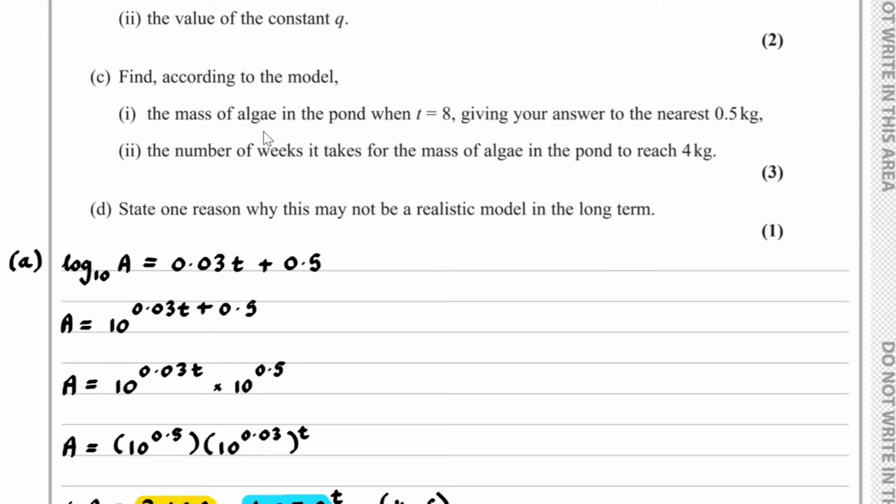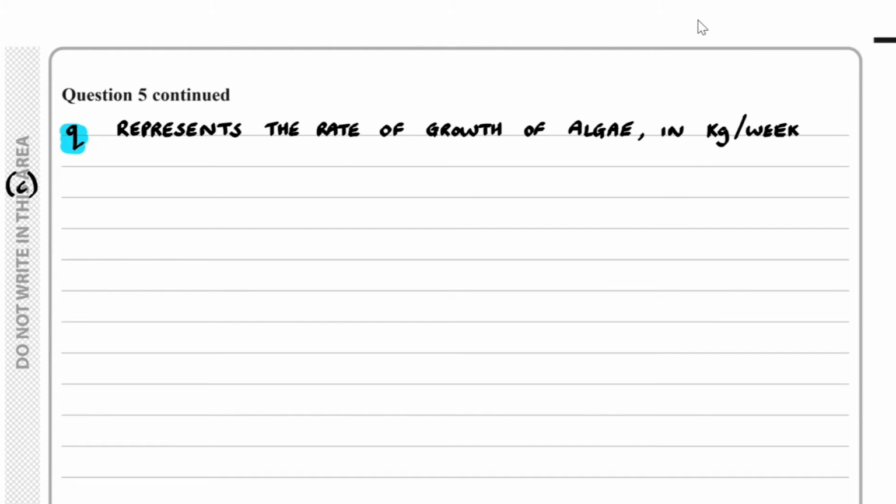For the first part of part C, we have to find according to the model the mass of algae in the pond when t equals 8, giving your answer to the nearest 0.5 kilograms. So what we are doing for the first part of part C is finding out the corresponding value of A when t equals 8. And so here we have A equals 10 to the power of 0.5 multiplied by 10 to the power of 0.03 to the power of 8.